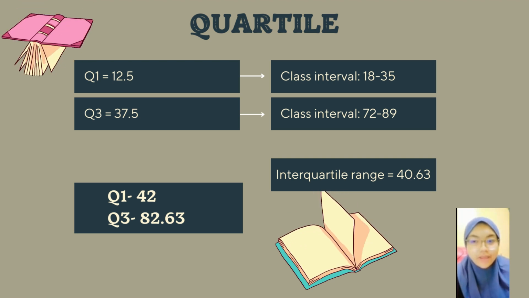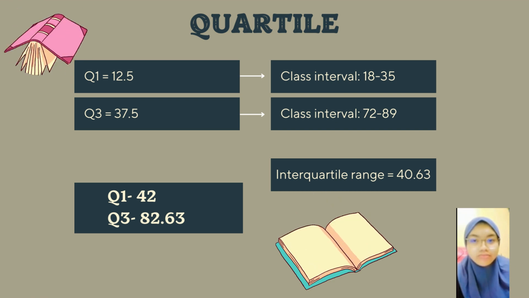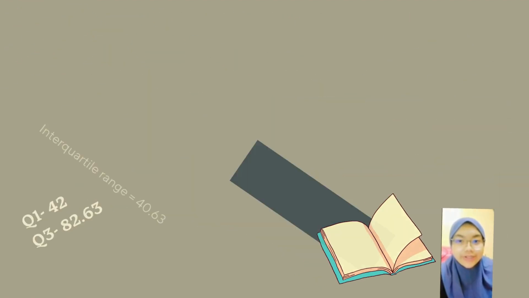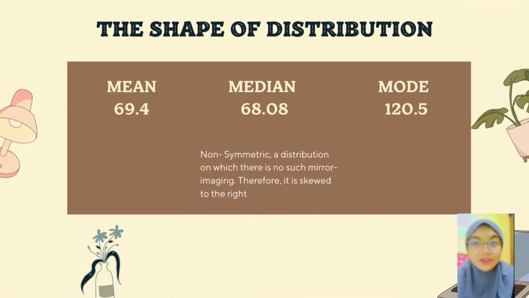92.63. Range 14.63. Lastly, the shape of distribution. Mean 69.4, median 68.08, mode 120.5.